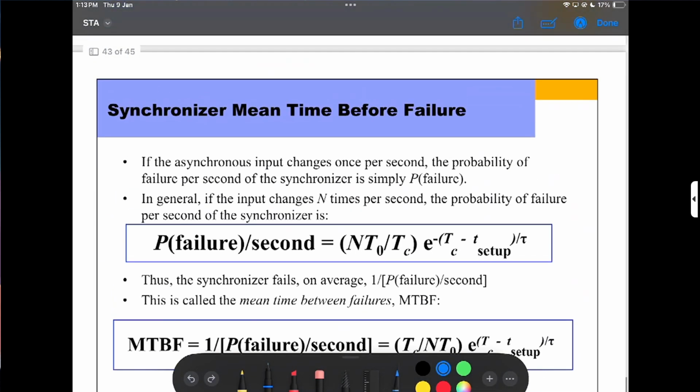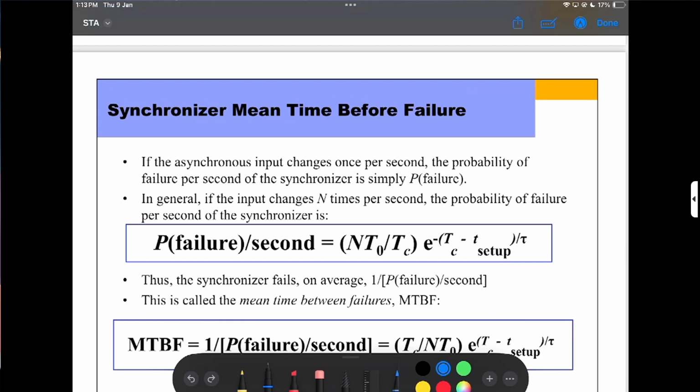So basically, mean time before failure is what I say: after how much time the circuit will fail, or what the chances of failure are. So that is the main idea, after which time the circuit goes to the failure position. So this is MTBF.